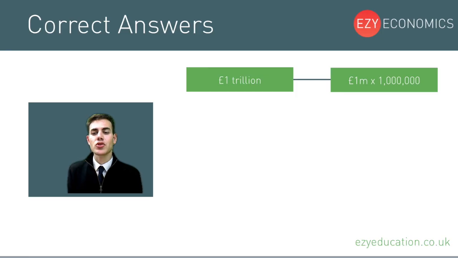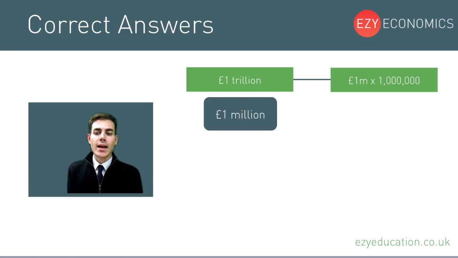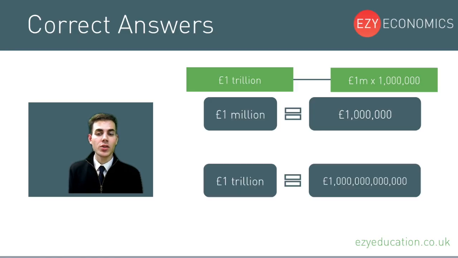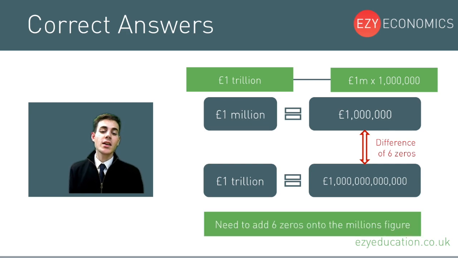Next up, we have £1 trillion is equal to £1,000,000 multiplied by a million. And this is because £1 million has 6 zeros added on, £1 trillion has 12 zeros added on, so this time there is a difference of 6 zeros between these numbers, so effectively we need to add on 6 extra zeros onto the millions figure to convert it into trillions. And the only way that we can do that is if we multiply our millions figure by a million.